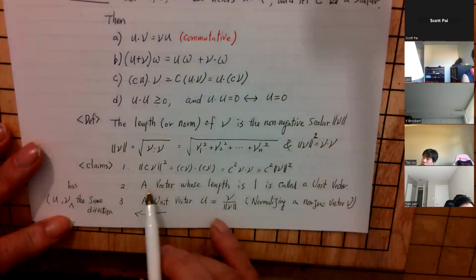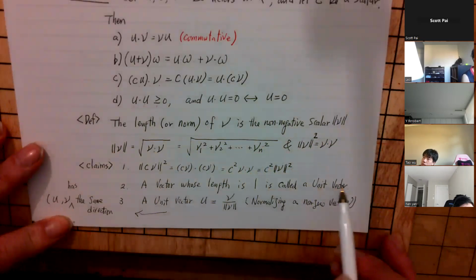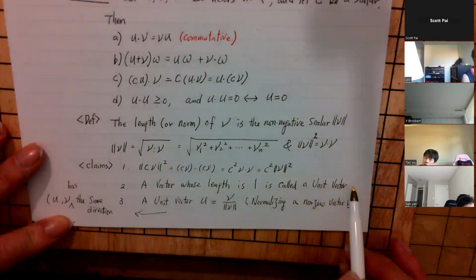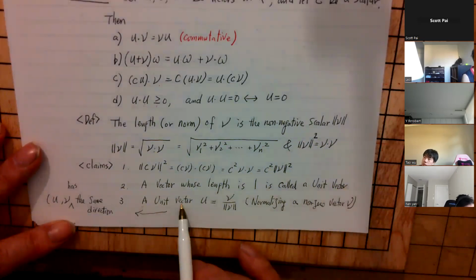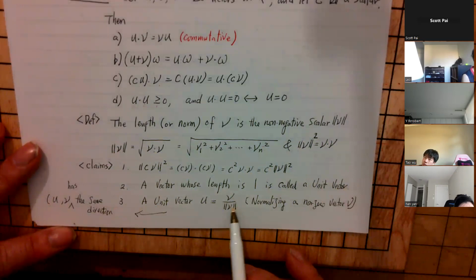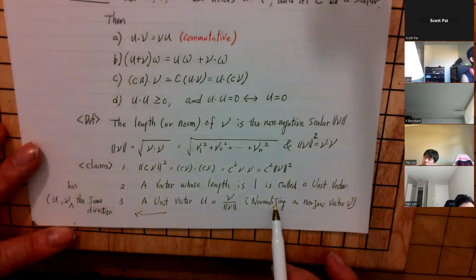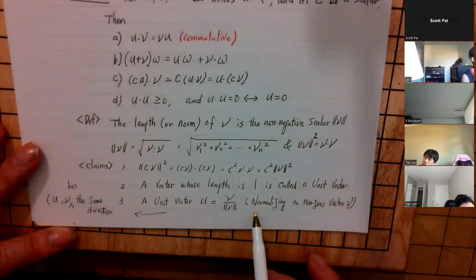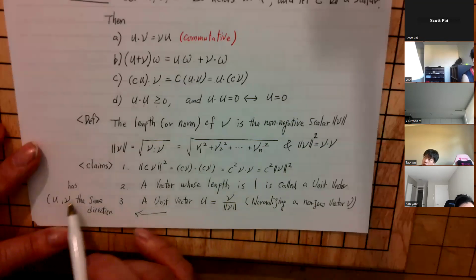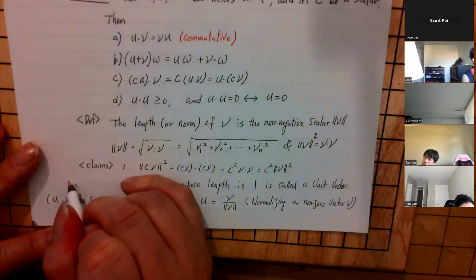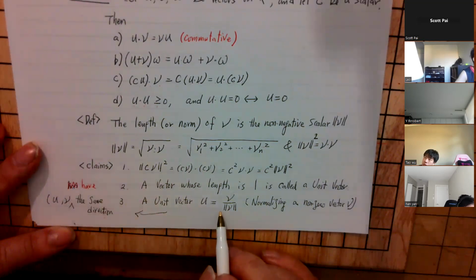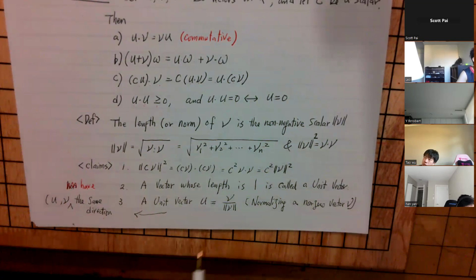A vector whose length is 1 is called a unit vector. That's a definition. And how do we get the unit vector? For any given nonzero vector v, dividing by its length is called normalizing the vector v. After normalizing a nonzero vector v, you get a unit vector. In this case, u and v have the same direction. The only difference is they have different lengths: one is unit length, and the other one is its given original length.